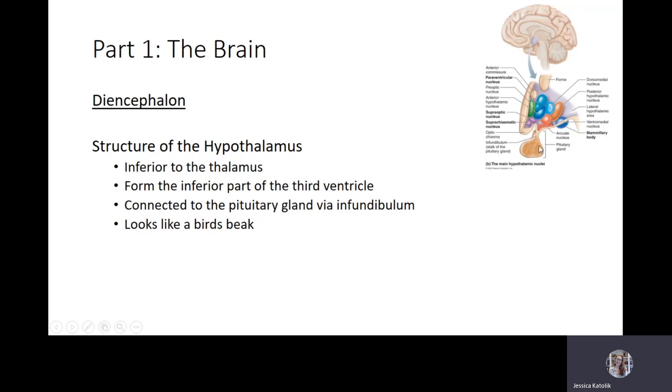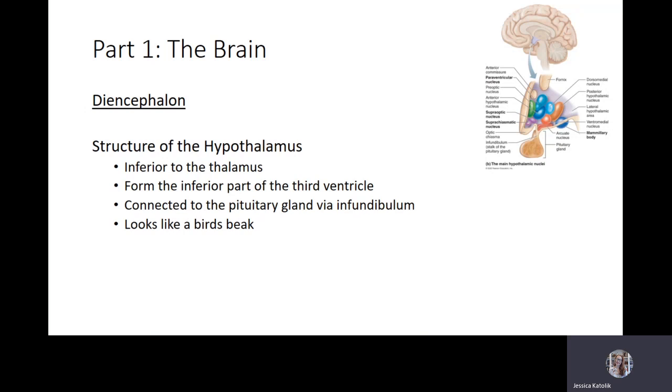The hypothalamus and the pituitary gland work very, very closely together and are connected to each other, either by blood vessels or nerves, depending on the region of the pituitary gland. And they will work together in regulating most of the glands of the endocrine system. So it will help regulate the hormonal response of our body.